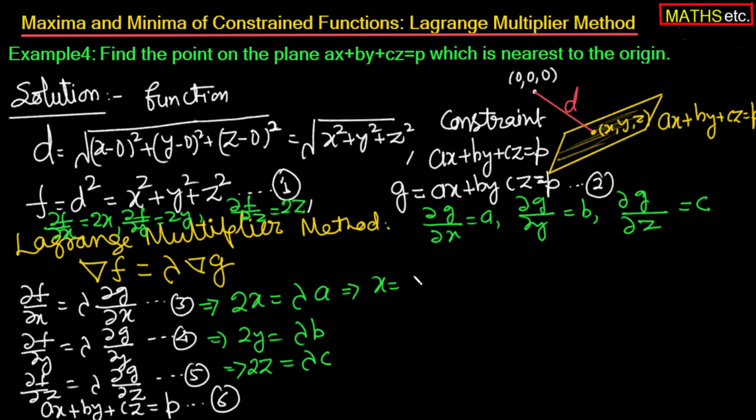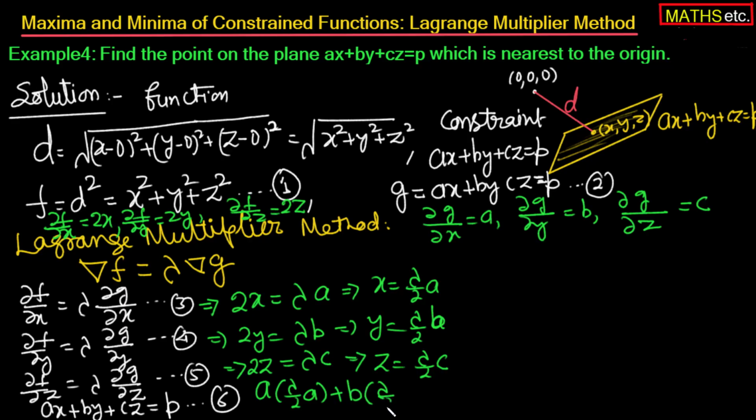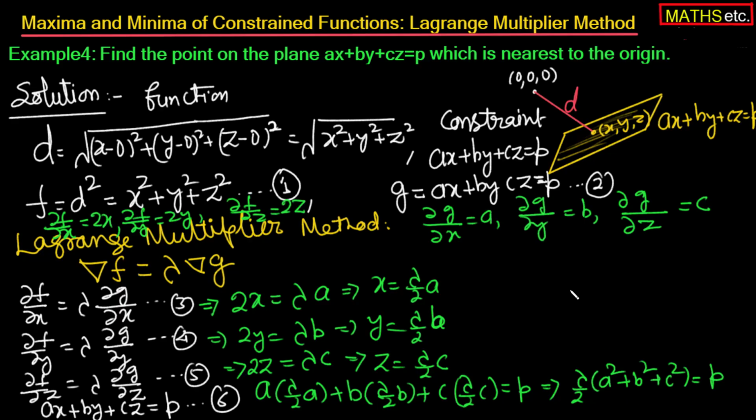So from here we get x equals lambda over 2a. Similarly, y equals lambda over 2b, I beg your pardon, and z equals lambda over 2c. We put all these values into equation number 6. So we get a times lambda over 2a plus b times lambda over 2b plus c times lambda over 2c is equal to p. We further simplify it. Lambda over 2 is common, so we have lambda over 2 times a squared plus b squared plus c squared equals p, and we simply get lambda equals 2p over a squared plus b squared plus c squared.